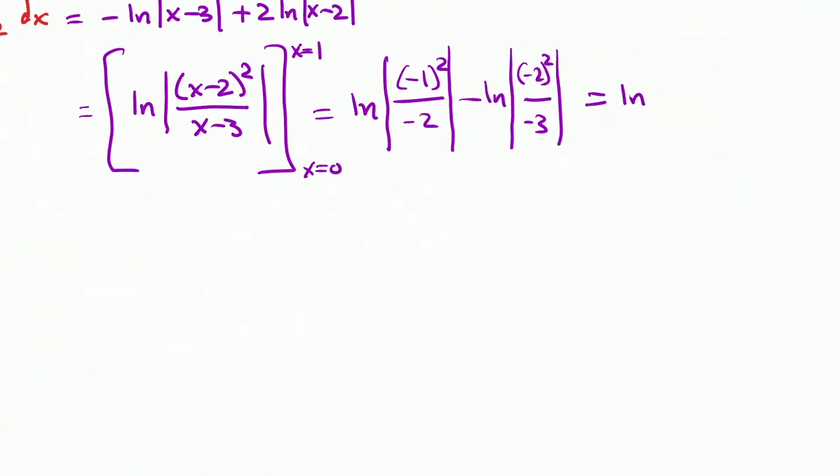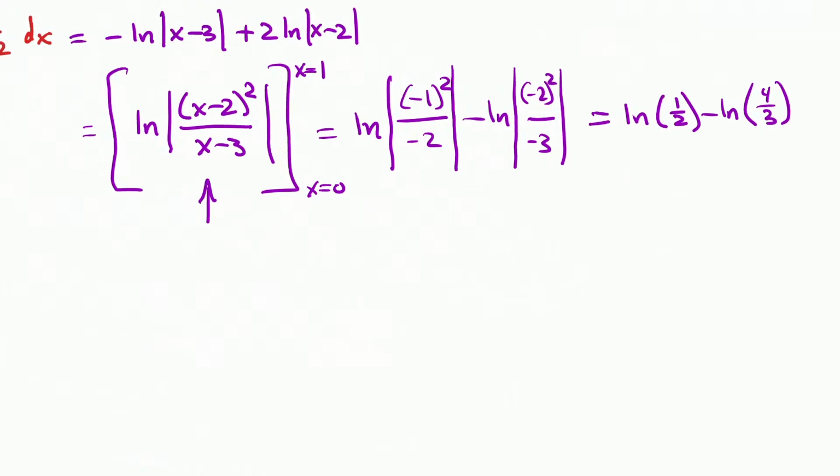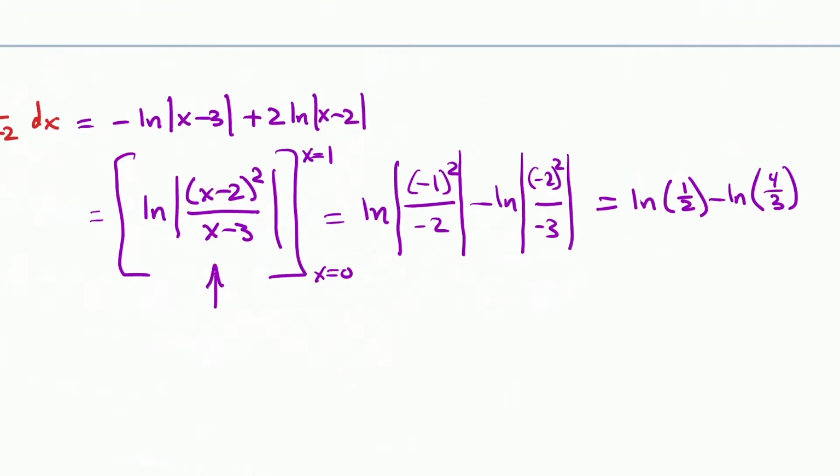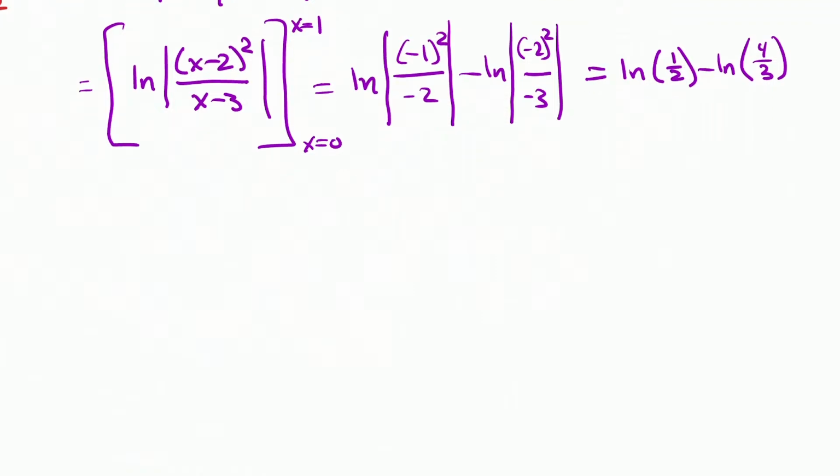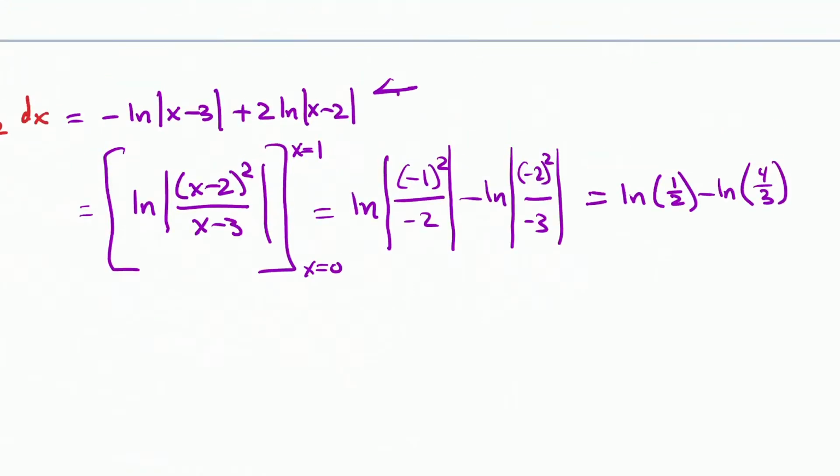So this will be natural log of 1/2, because of the absolute value the negative will go away, minus the natural log of 4/3. I probably should have just left it like, oh, what am I doing? Oh, no, I'm doing it okay. I'm doing fine. Sorry. You could have done this way as well, just so you know.